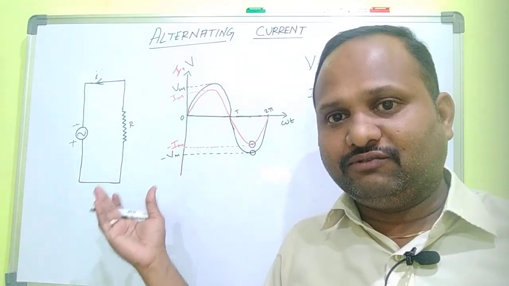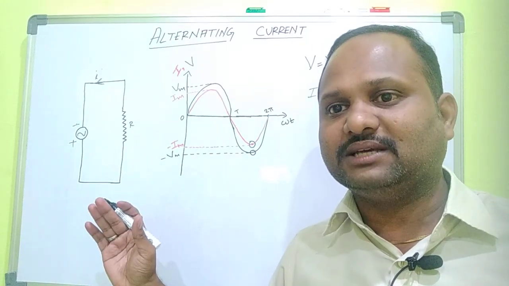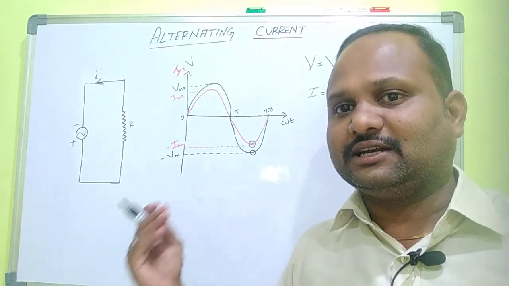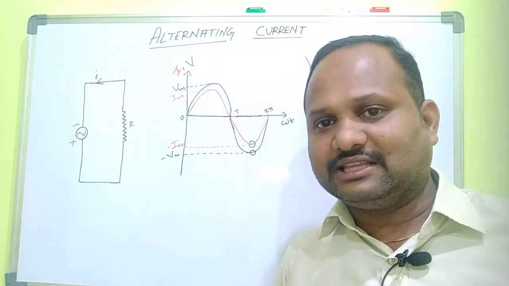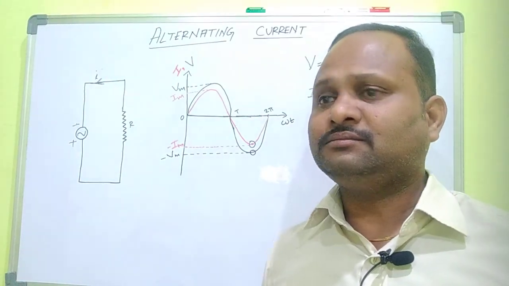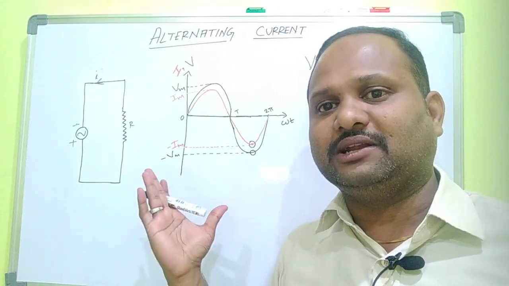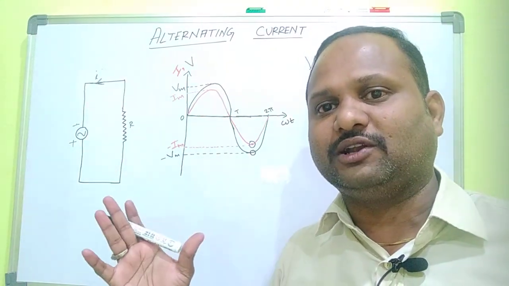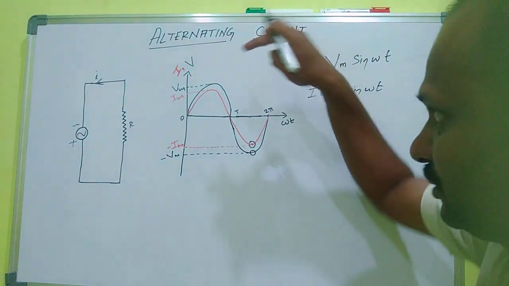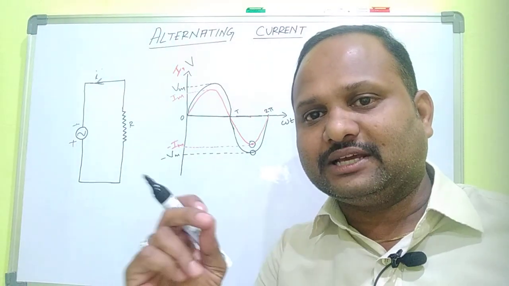It looks like a sine wave, so this is otherwise known as a sinusoidal wave. The alternating current or alternating voltage is a sine wave or sinusoidal wave, because it acts like a sine wave. So it is a sinusoidal alternating voltage or a sinusoidal alternating current. The magnitude of voltage is greater than current. Why?